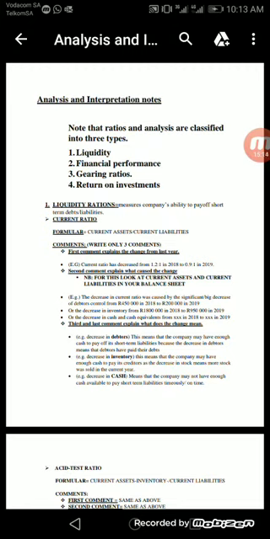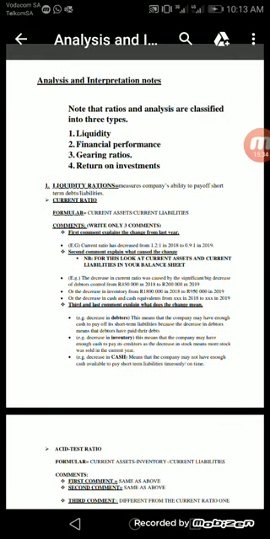So I've given 3 examples. In a case where there was an increase in debtors, in a case where there was a decrease in inventory, and in a case where there was a decrease in cash. What is the meaning of that? All right, let's go to case number 1. It says, for example, decrease in debtors. This means that the company may have enough cash to pay off its short-term liabilities, because the decrease in debtors means that debtors have paid their debts.